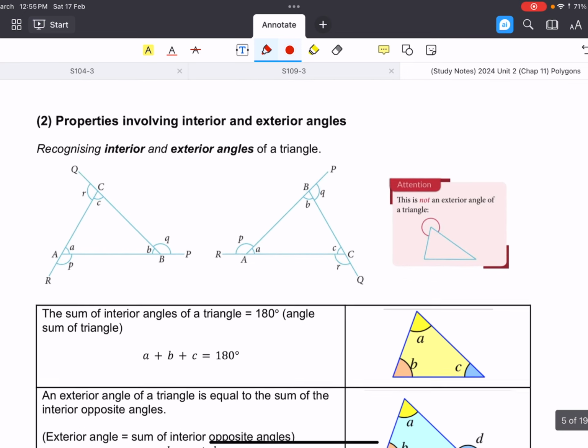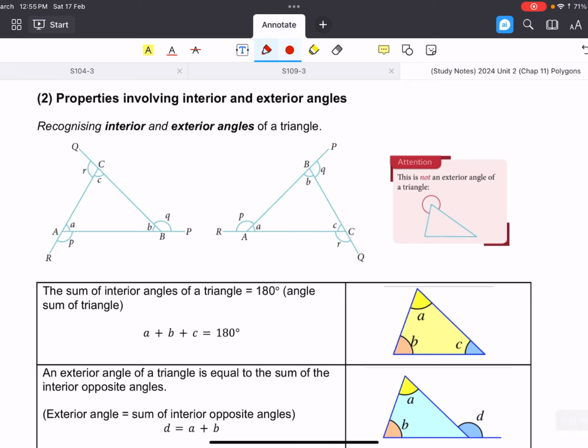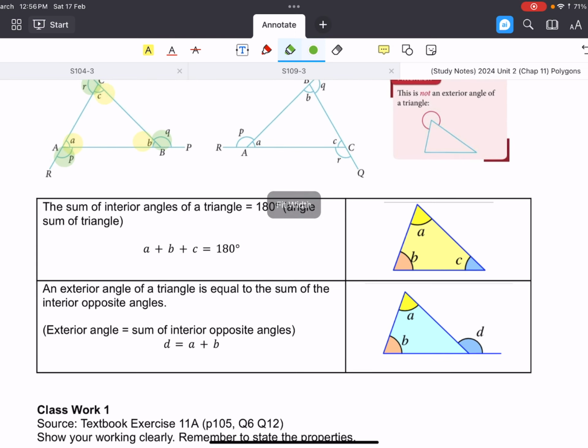Next, we want to talk about the properties involving the interior and exterior angles of a triangle. The angles inside the triangle are called the interior angles, and the angles outside the triangle here we call the exterior angles. Take note that an interior angle and its exterior angle add up to 180 degrees, as they are on the same straight line. Some properties we can derive: the sum of the interior angles adds up to 180 degrees. We already know about that.